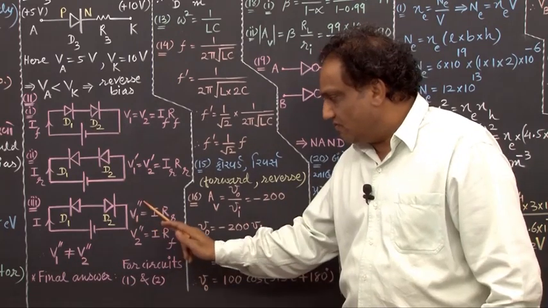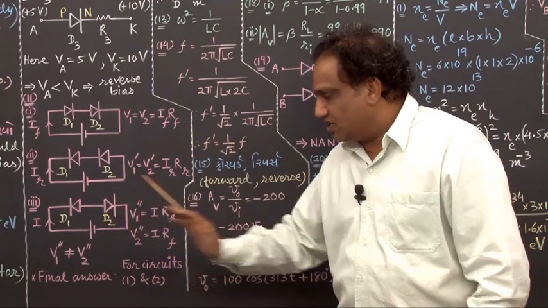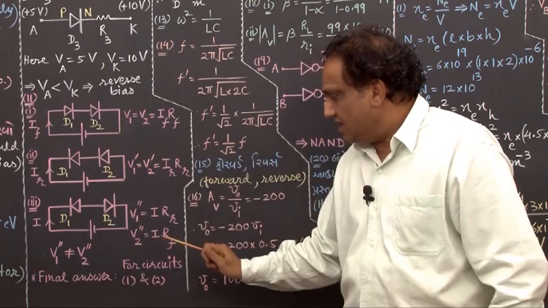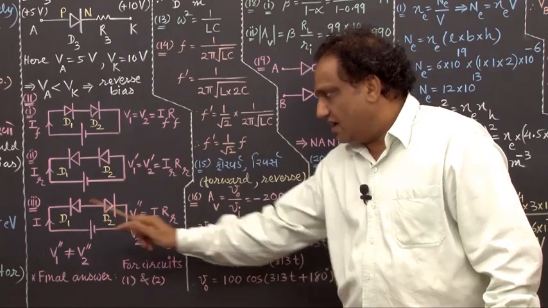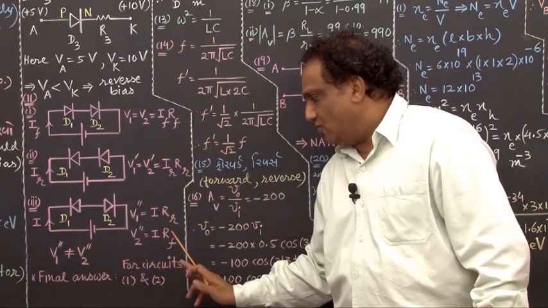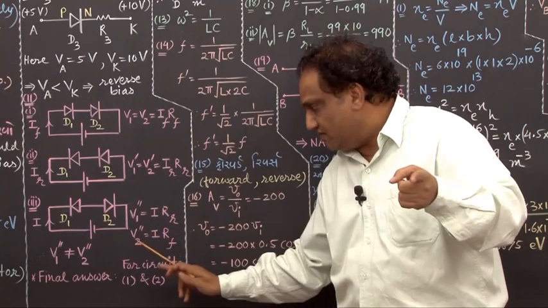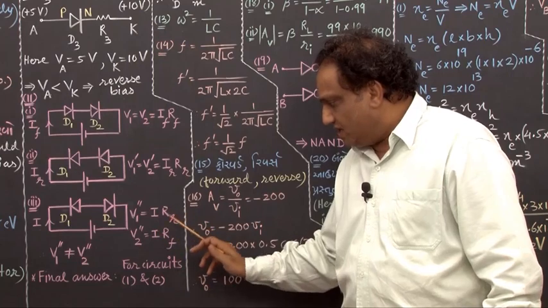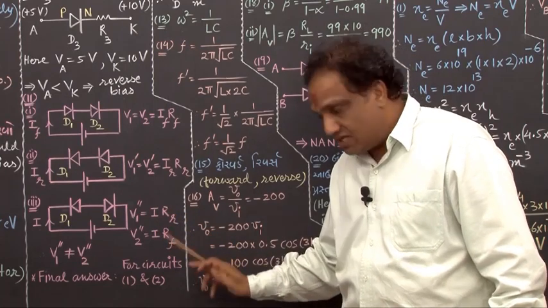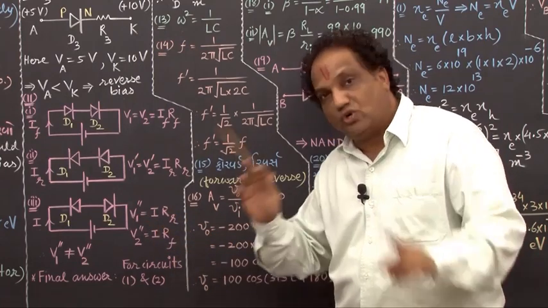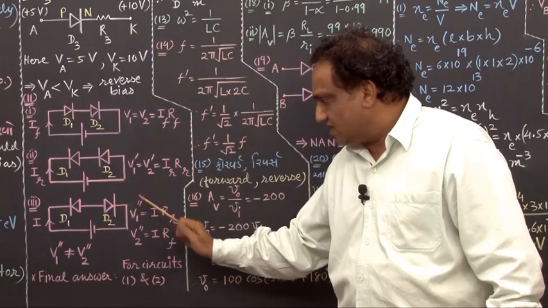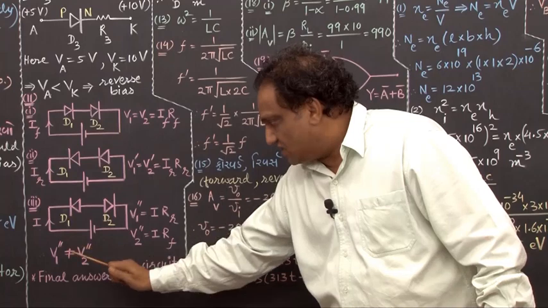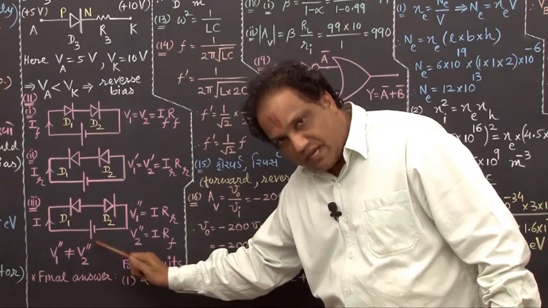Let it be shown by the symbol V1 double dash. And what about the second diode? For the second diode, because it is in forward bias condition, the resistance is RF, and the current is I only. So current into resistance will give you the voltage drop, which is V2 double dash. No doubt I is the same, but these two resistances are different, so these two voltage drops are also different. So V1 double dash is not equal to V2 double dash, okay?